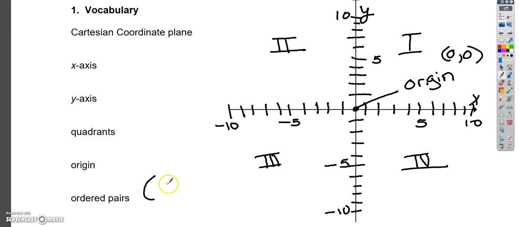And then this is what an ordered pair looks like. You always put your x value first and your y value second. X tells you to go left or right. Y tells you to go up or down. And then you put your point.